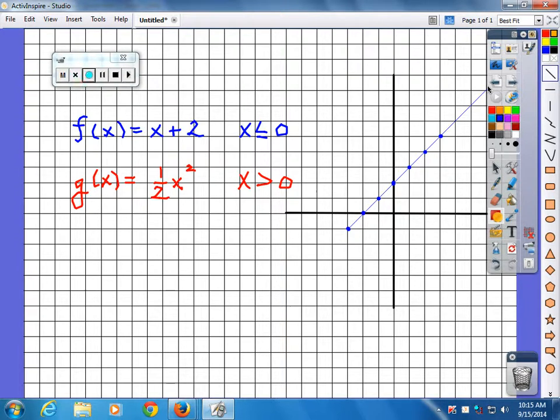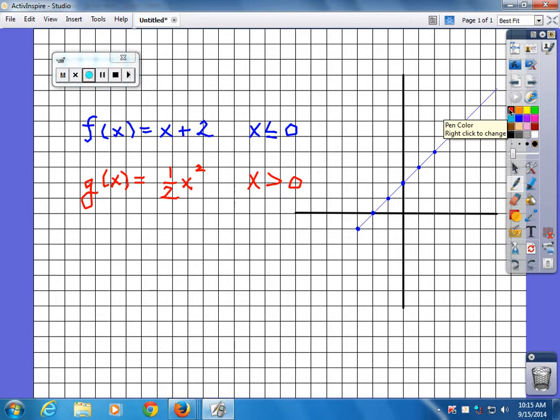And the red line, now, if you wanted to do your points or you just want to memorize them, that's fine, or you can do them in your head. However, I'm going to use -4, -2, 0, 2, and 4. That's what I'm going to use.